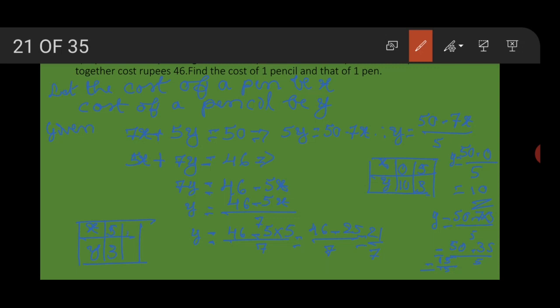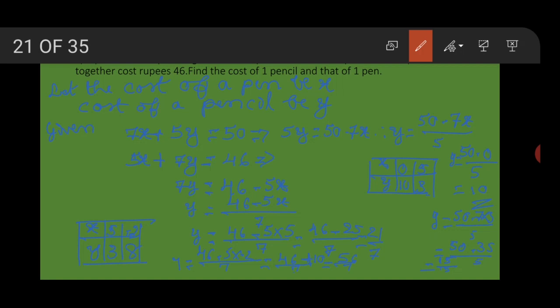Take one more value. If I give the value of x is equal to minus 2, what happens? Y is equal to 46 minus 5 into minus 2 divided by 7. Minus into minus is plus, 5 2s are 10. 46 plus 10 is equal to 56 divided by 7. 7 8s are 56. So value of y is equal to 8.